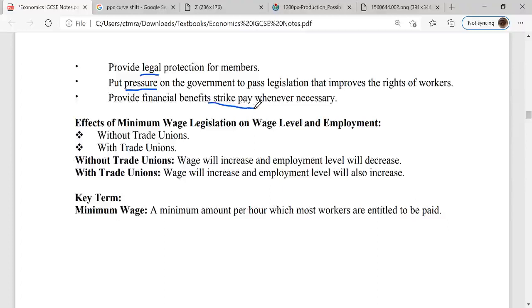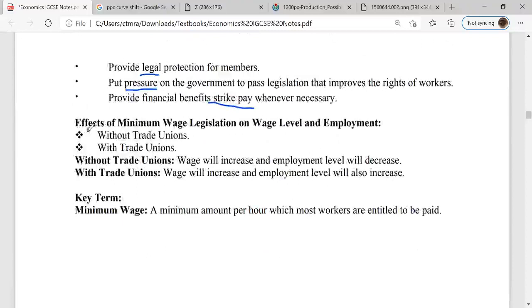During a strike, the workers may not get paid by the firms. So during that time, the trade union may pay an amount so that the workers may feel safer when they're going for a strike. Okay, so these are the situations.